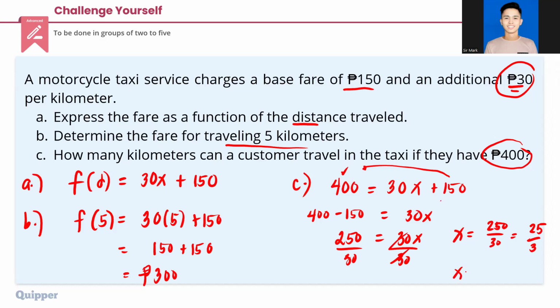Or we can simply divide 25 by 3. We're solving for the distance. So 25 divided by 3 is 8.33, or 8 and 1/3, right? So 8.33 kilometers. So the fare for traveling 8.33 kilometers is 400 pesos. So if you have 400 pesos, the customer can travel as far as 8.33 kilometers.